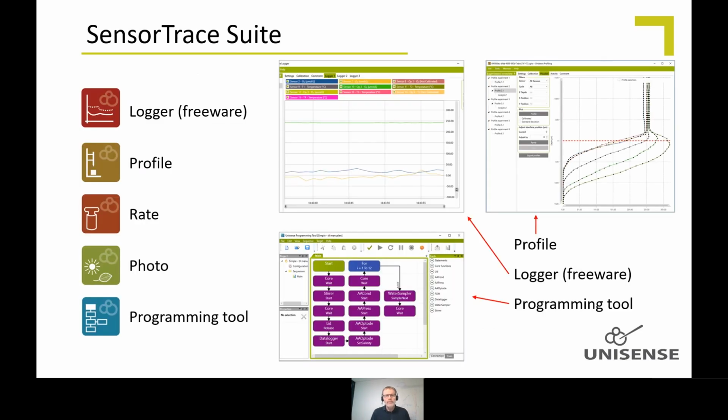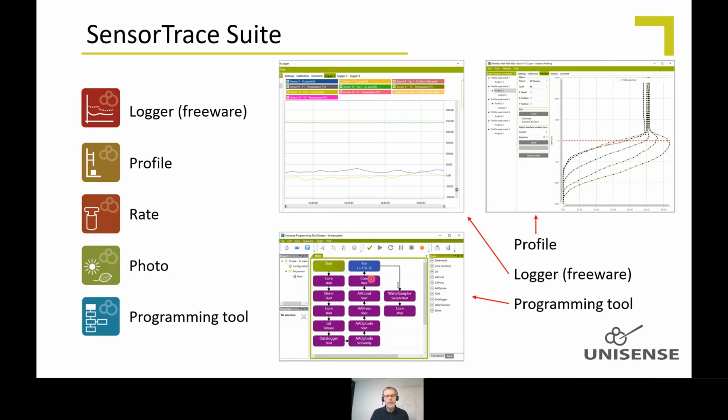So all our in situ instrumentation is also operated via our software, the Sensor Trace Suite, where the profile part is needed for the mini profiler, whereas all the other instruments are operated via the logger and the programming tool, which are freeware. The programming tool is very simple to use and yet a powerful programming environment where you have basically a toolbox out here. The tools available depend on the instrument you have.